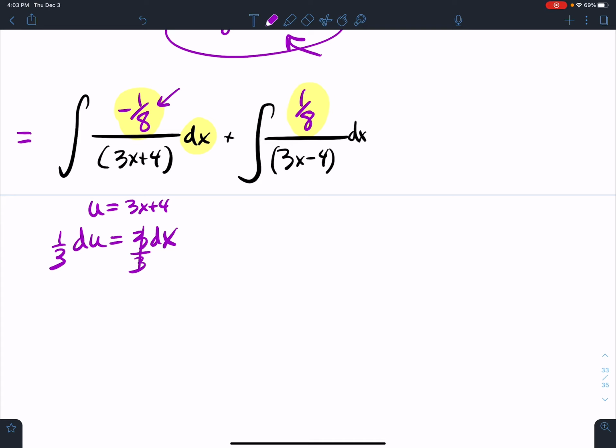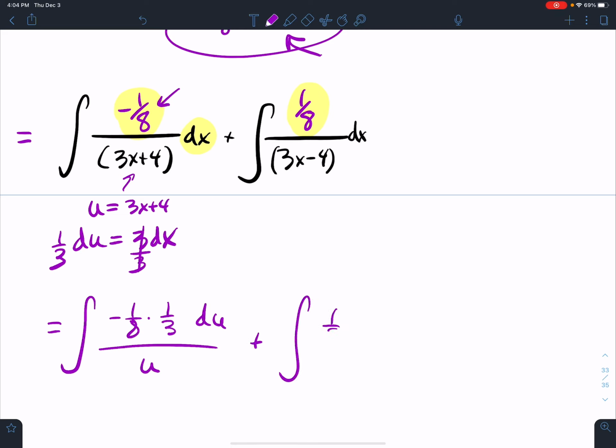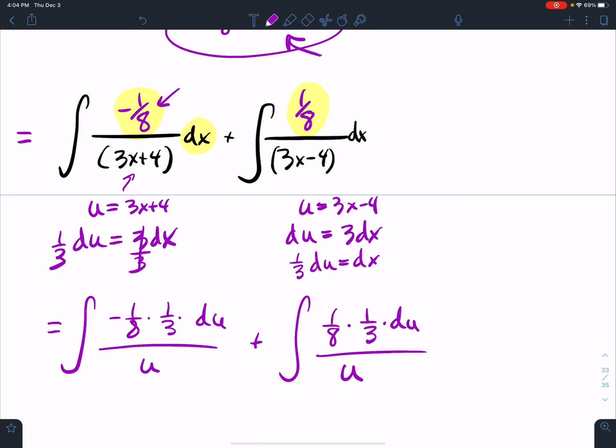And then here I've got negative 1/8. So I have a 1/3 du and a negative 1/8. Okay, and then in the denominator, I just replace that with u. And then here I have 1/8, and then u equals 3x minus 4 gets me a du of 3 dx. So same thing, 1/3 du equals dx. So 1/3 du all over u.